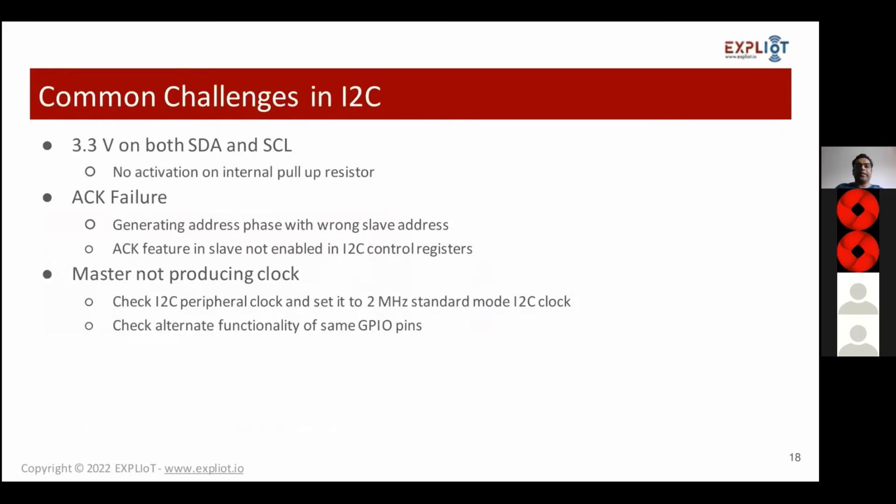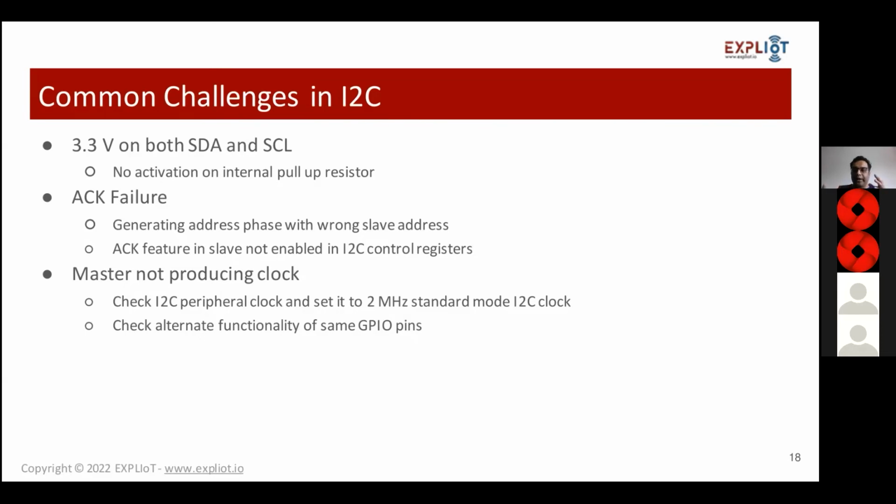Now, there are still more common challenges you can see in I2C, and if you focus, you will be able to solve those problems. Generally, some microcontrollers, for example from ST Microelectronics or Nordic Semiconductor, I believe, also give an option of internal pull-up resistors. Through programming you can activate them. In some scenarios, people don't do that.